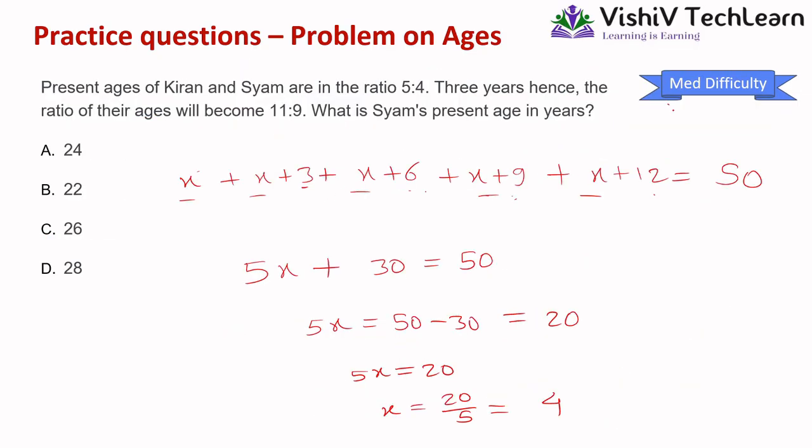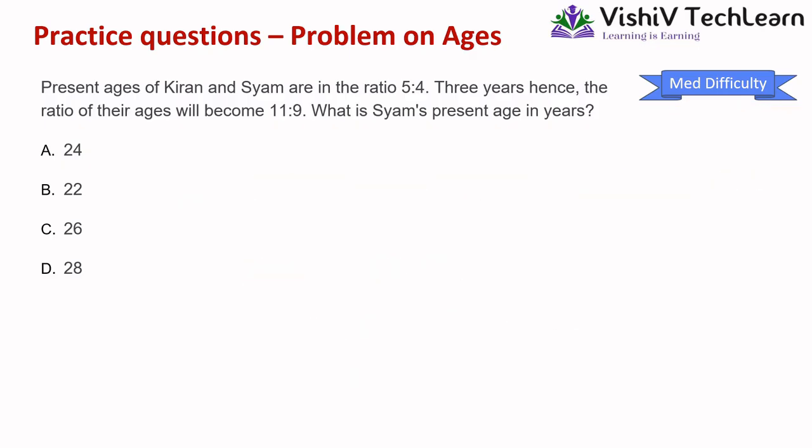Now here we have a medium difficulty level question. In this case the present ages of Kiran and Sham are in the ratio 5:4. 3 years hence the ratio of their ages will become 11:9. What is Sham's present age in years? Okay, so we can consider the present age of Kiran as K, and the present age of Sham as S, and this ratio is 5:4. Correct? We can have one multiplying factor as x, 5x and 4x.